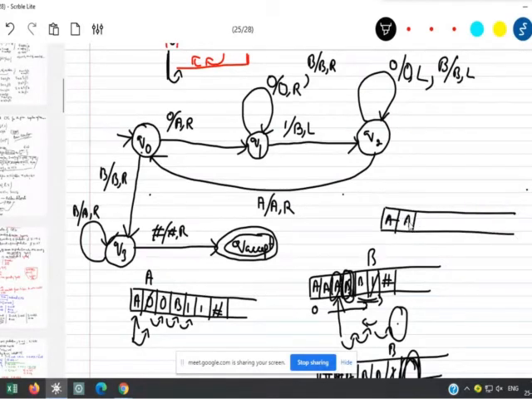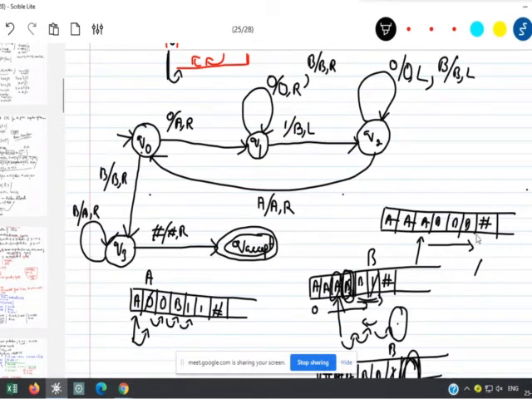A, A, A, B, B, B, hash. After reaching this A, if you keep moving and scanning for all the B's, still without finding any 1s, if you find hash, it means you have replaced all the zeros and ones by an equal number of symbols. And then instead of hash, if there is no 1, it means the number of zeros and ones are equivalent. Hence, this is going to be accepted.